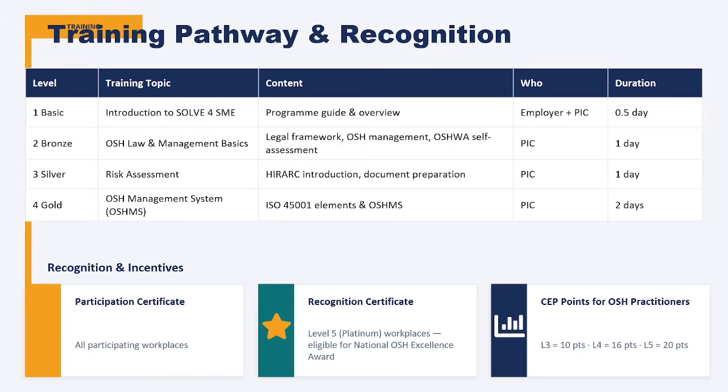For a company to move up the ladder, their PIC must complete structured training at each level. Level 1, half a day, employer and PIC together, introduction to the program. Level 2, 1 day for the PIC, covering OSH law basics and OSHWA self-assessment. Level 3, 1 day on risk assessment, including practical HIRARC document preparation. Level 4, 2 days on OSHMS. Level 5 has no additional formal training, but the company must demonstrate full OSHMS implementation.